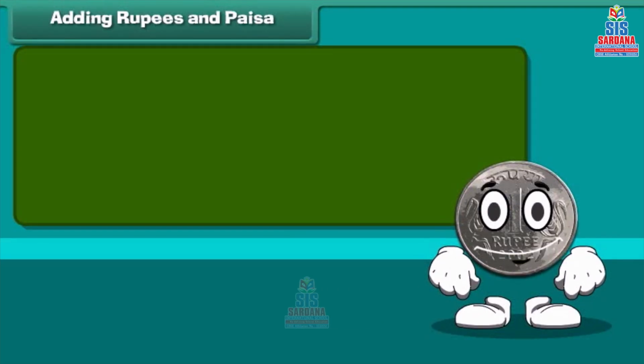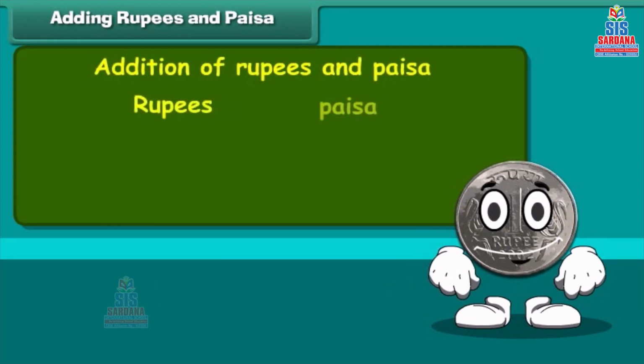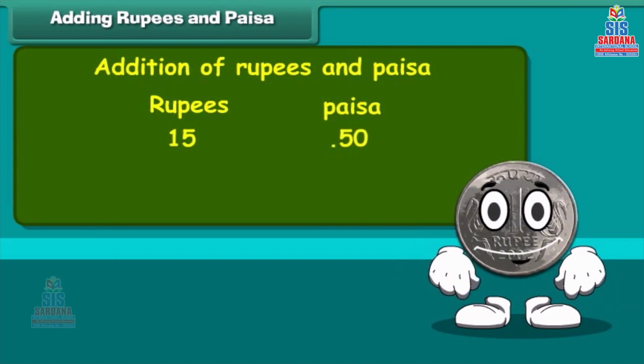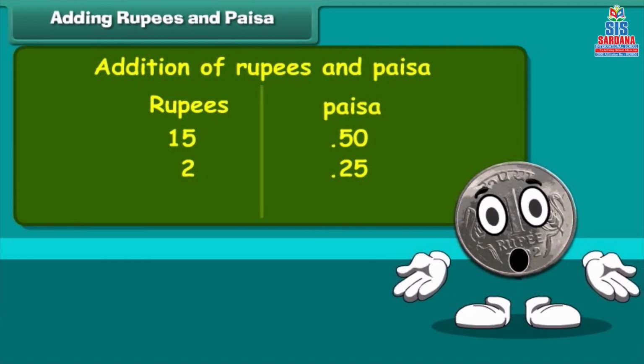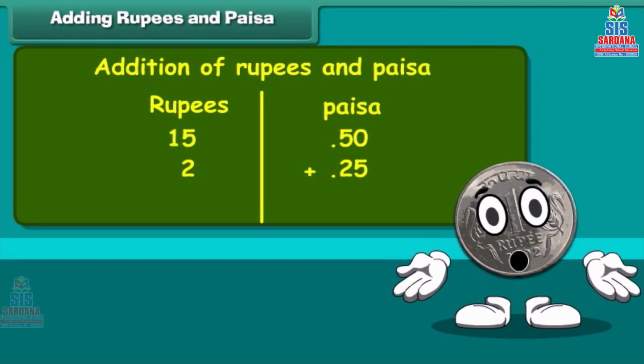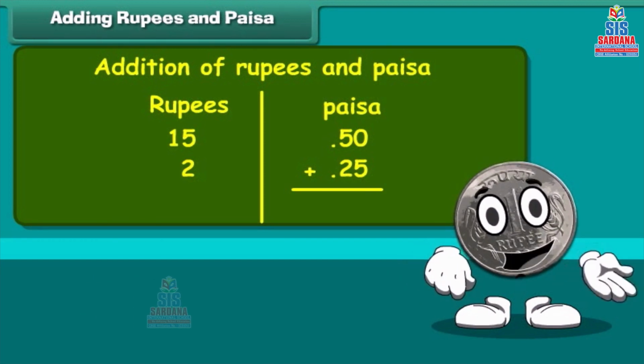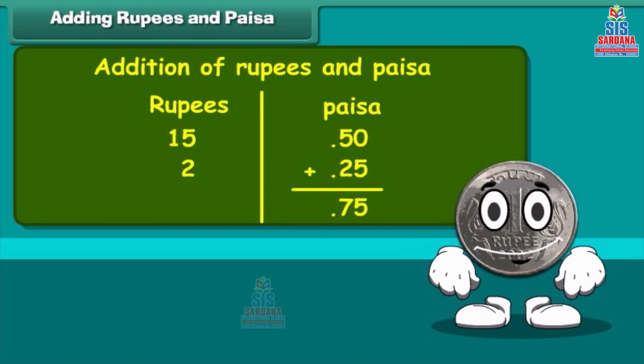Adding rupees and paisa. Let us learn addition of rupees and paisa. Add 15 rupees 50 paisa and 2 rupees 25 paisa. Write the amount in 2 separate columns of rupees and paisa. First add numbers in paisa column. 50 plus 25 paisa is equal to 75 paisa. Now add numbers in rupees column. 15 plus 2 is 17. Therefore, the sum is 17 rupees and 75 paisa.